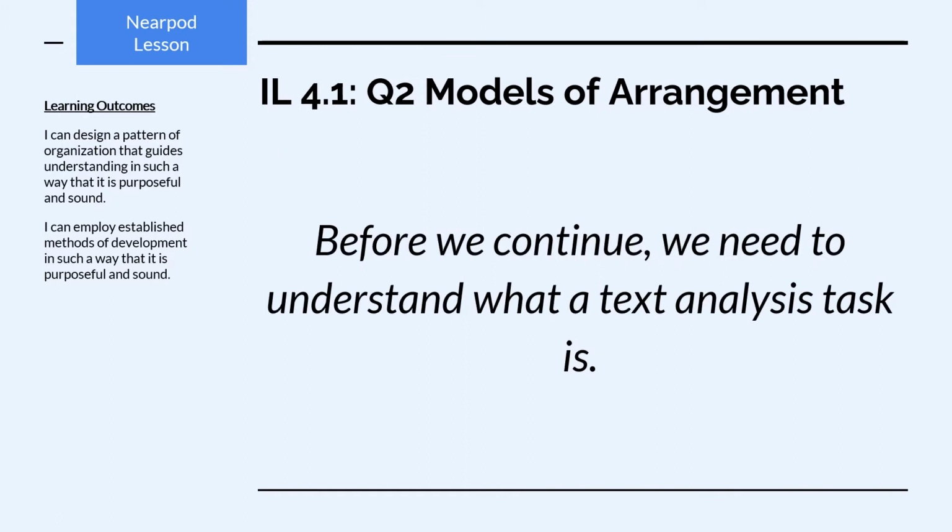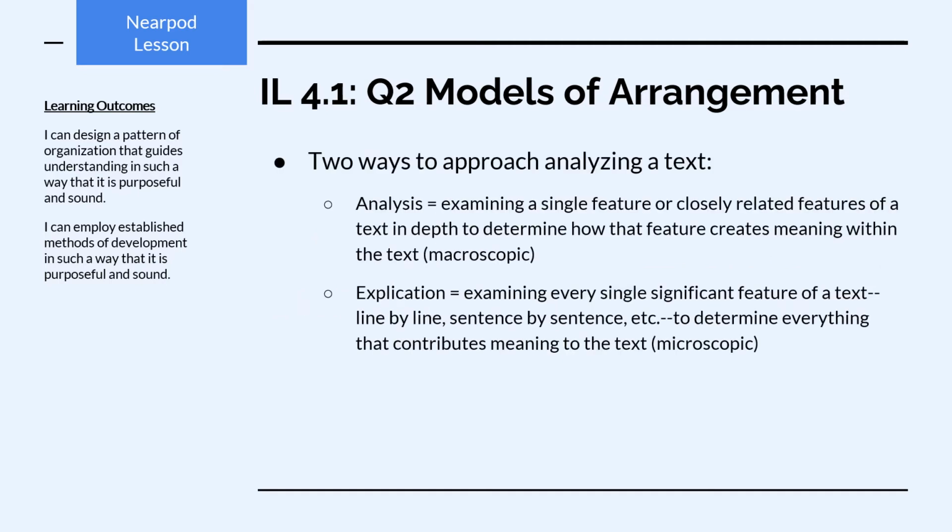But before we continue, we first need to understand what a text analysis task actually is. There are 2 different ways to approach analyzing a text. The first is what we would call a traditional analysis, where we examine a single feature or closely related features of a text in depth to determine how that feature or those features create meaning within the text. That's a more macroscopic approach to analyzing a text, and we just call this a typical analysis.